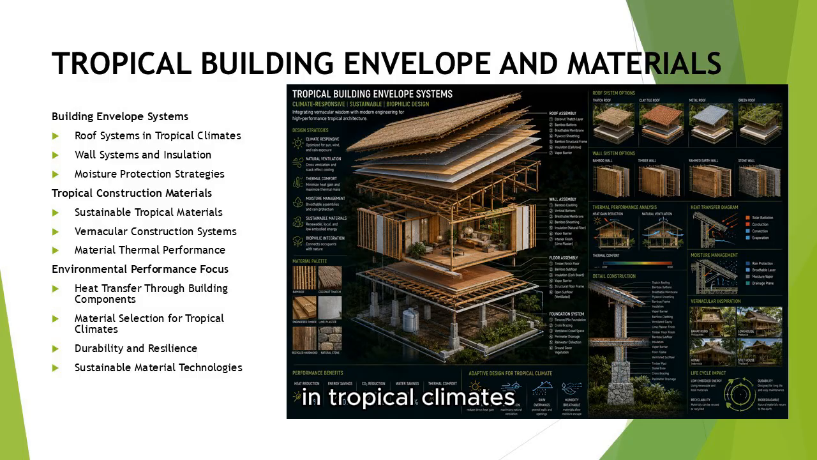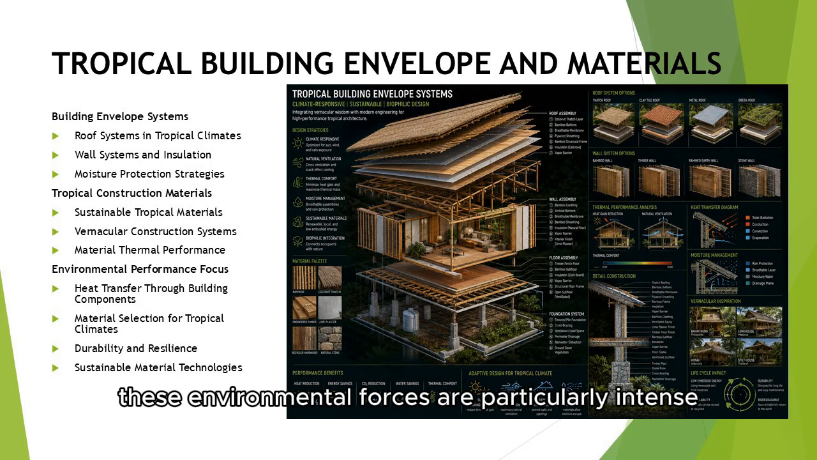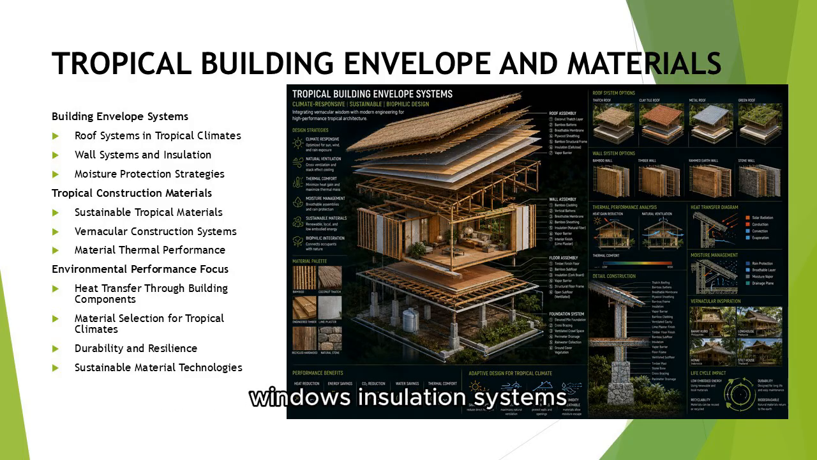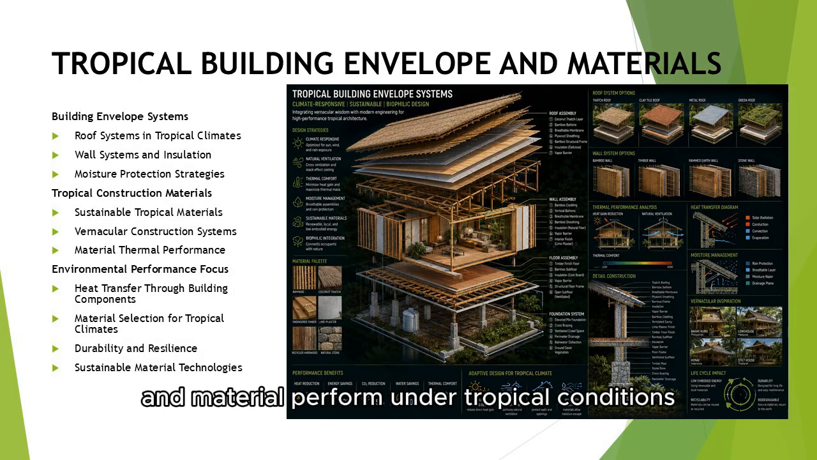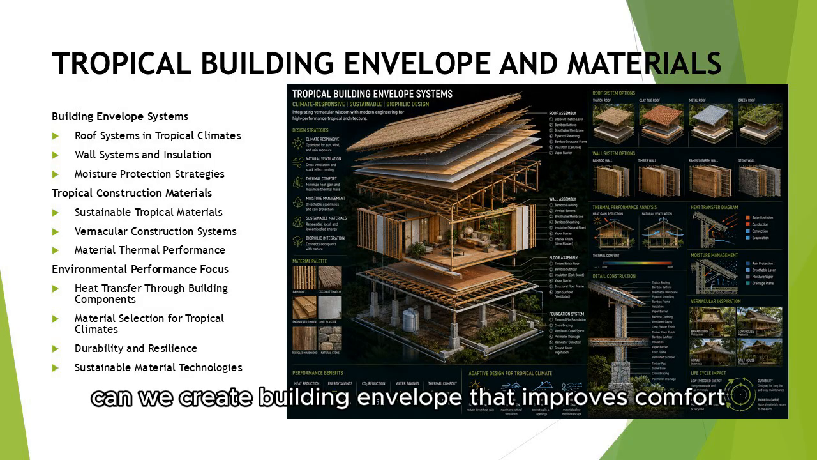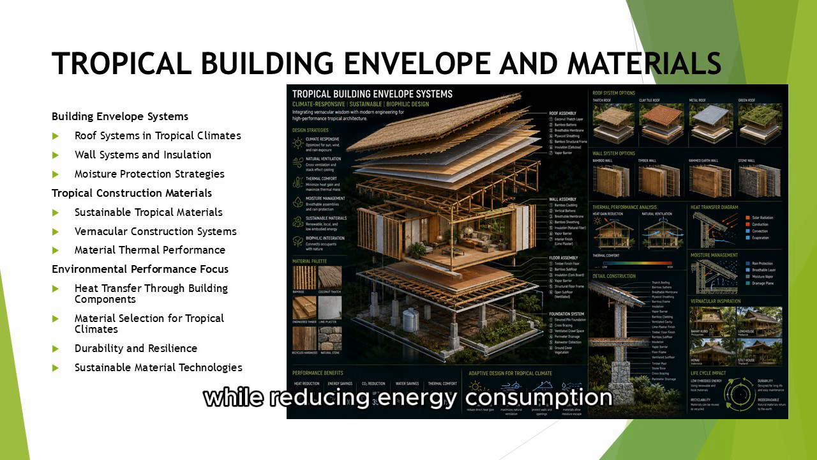In tropical climates, these environmental forces are particularly intense. As architects, we must understand how roofs, walls, windows, insulation systems, and materials perform under tropical conditions. One of the most important questions architects must answer is: how can we create a building envelope that improves comfort while reducing energy consumption? To answer this question, we will examine several critical topics.